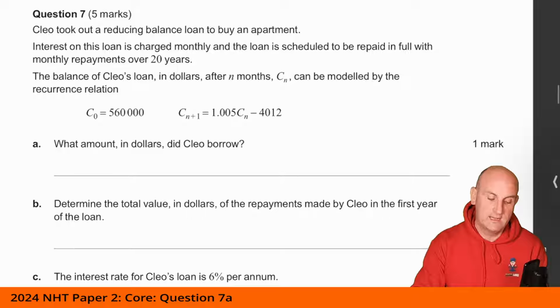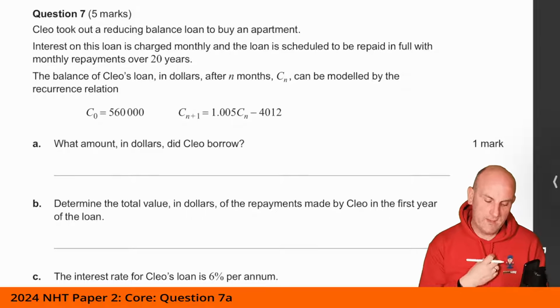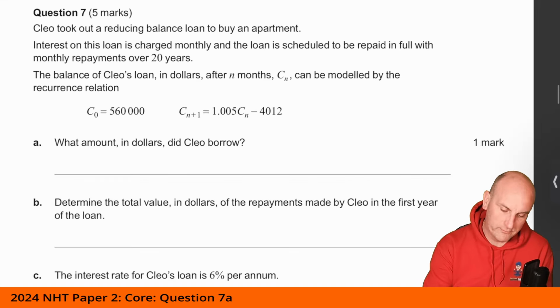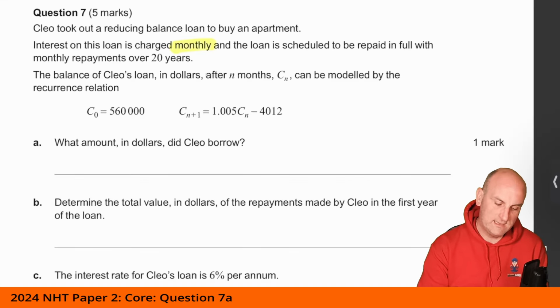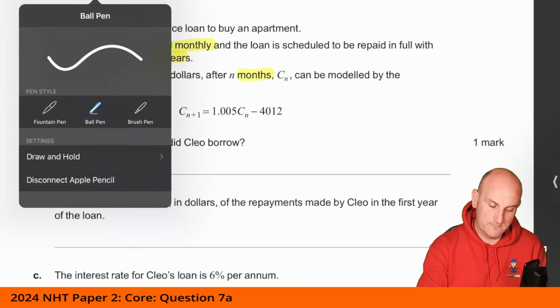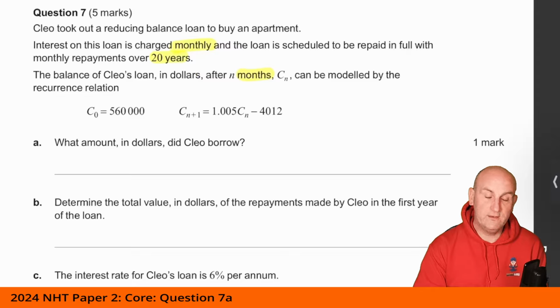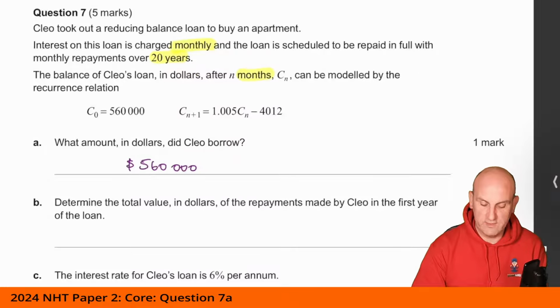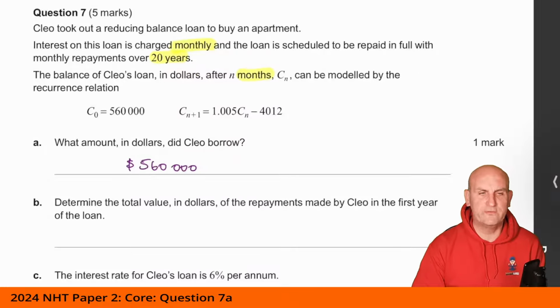Okay, question 7. Cleo took out a reducing balance loan to buy an apartment. Interest on this loan is charged monthly. All right, let's work that one through. Monthly. And the loan is scheduled to be paid in full after 20 years. The balance in Cleo's loan in dollars after n months can be modeled by the following recurrence relationship. What amount in dollars did Cleo borrow? Well, that's got to be my C0. So I've got 560,000, and I'm going to put the dollar sign in front. Never really understood why people put the dollar sign at the end.